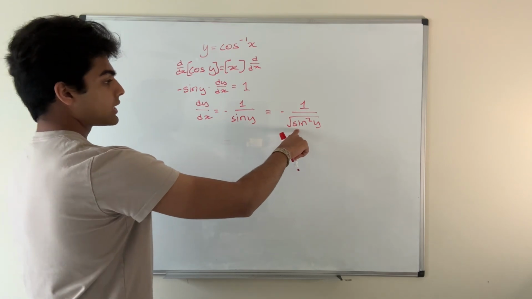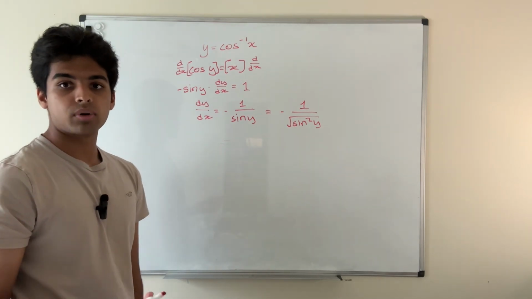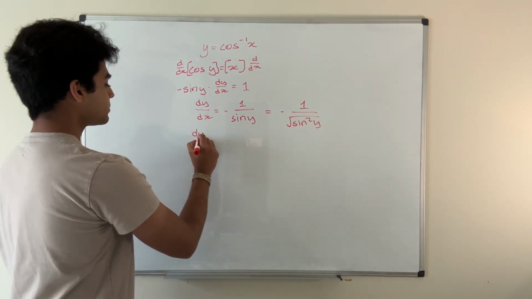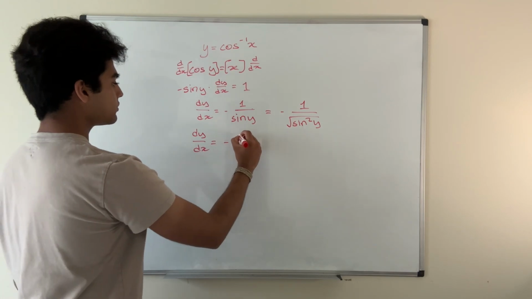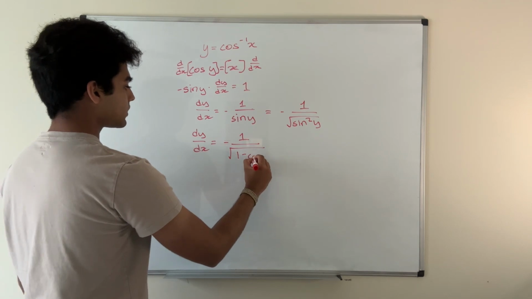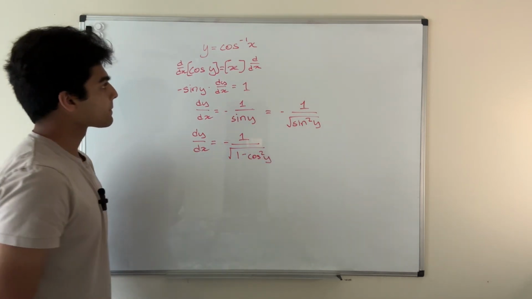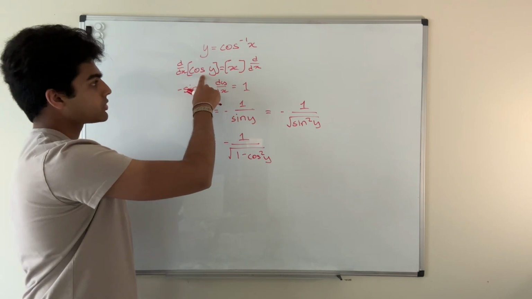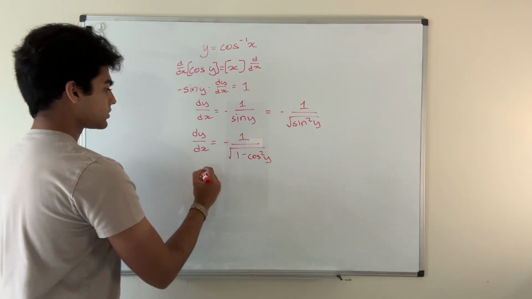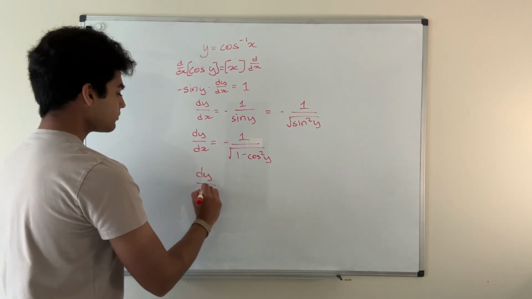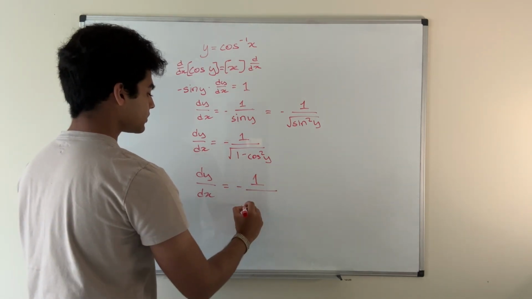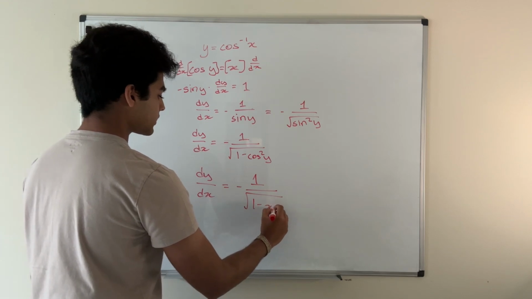So now sine squared of y is the same thing as 1 minus cosine squared of y, as we showed from the Pythagorean identities, right? So dy dx equals negative 1 over square root 1 minus cosine squared y. And same thing up here. We saw that cosine y is just x, so then cosine squared y is just going to be x squared. So substituting that in, we get dy over dx equals negative 1 over square root 1 minus x squared.